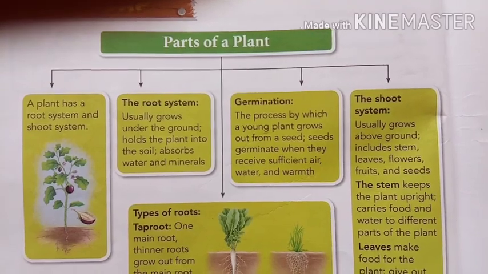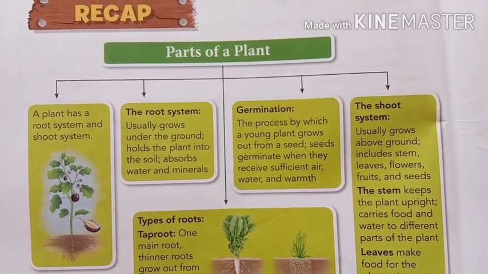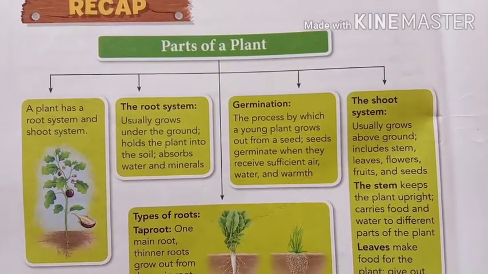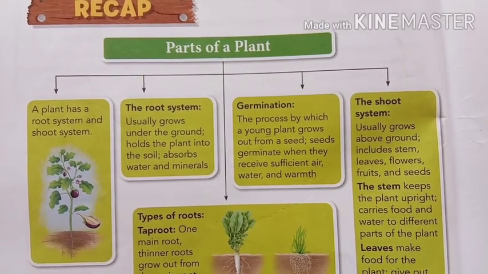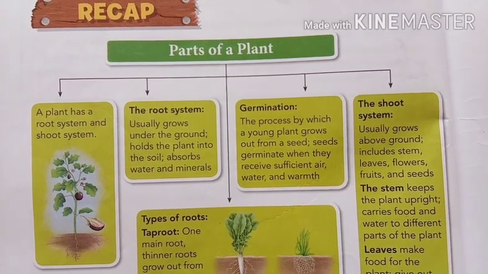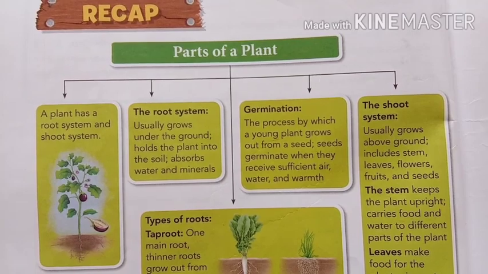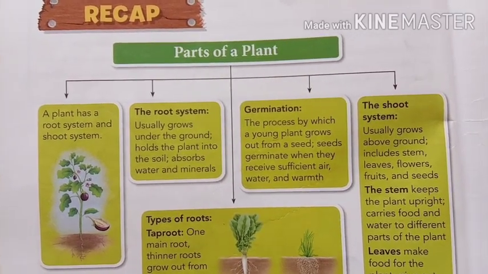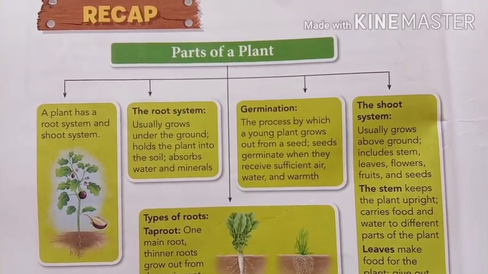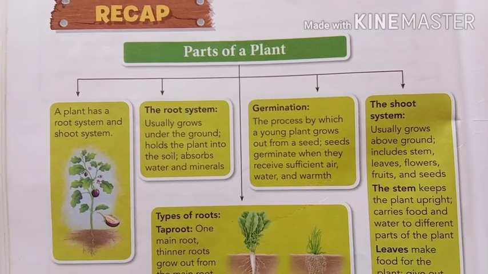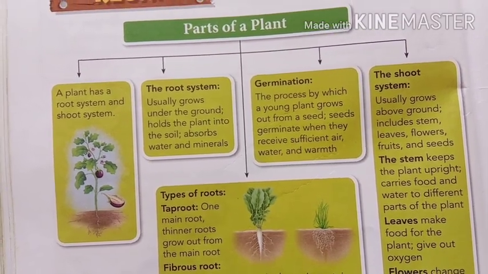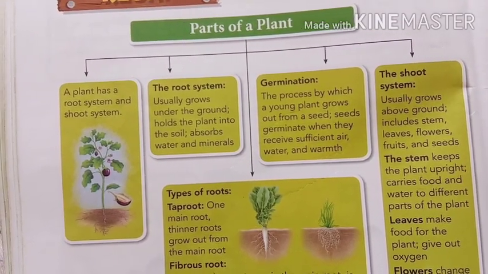Now, what is germination? It is the process by which a young plant, right, it's grow from the seed, then seed germinate when we give them right amount of water, air, right, sunlight, right, and the substance called chlorophyll, which is required to germination and for making the food. So here we have completed the discussion of the chapter.